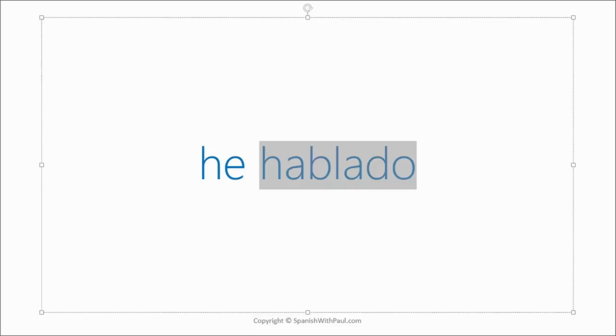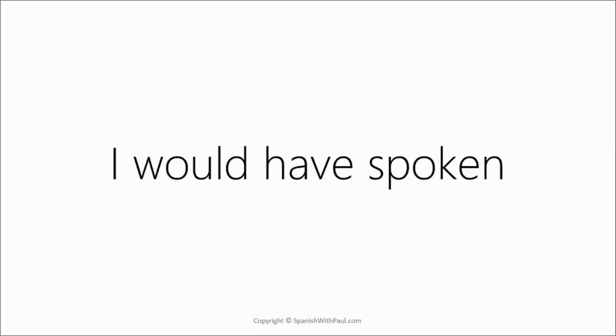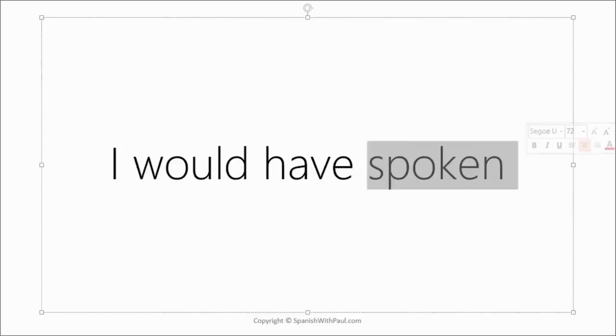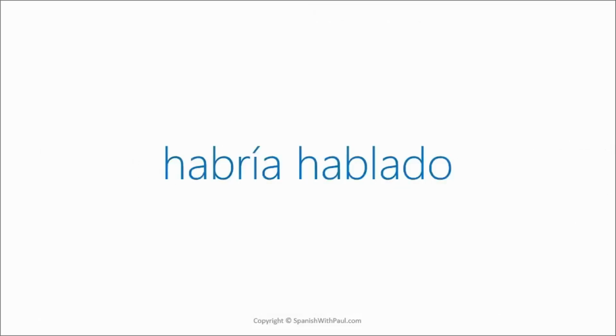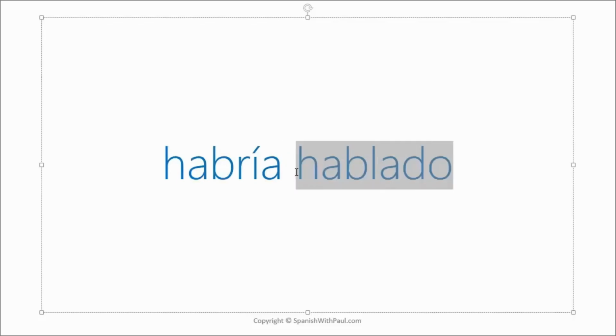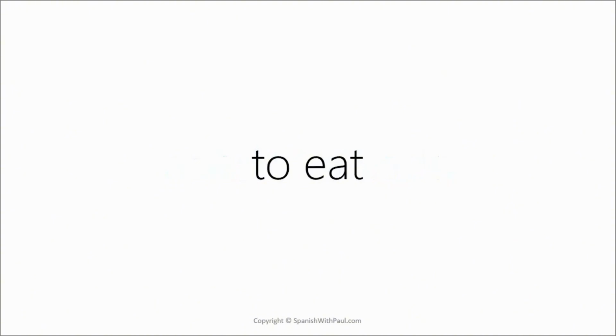Now what we want to do is make the leap into I would have spoken. So the would have is habría, and the spoken remains as hablado. So we get habría hablado. This is I would have and spoken hablado. Habría hablado.